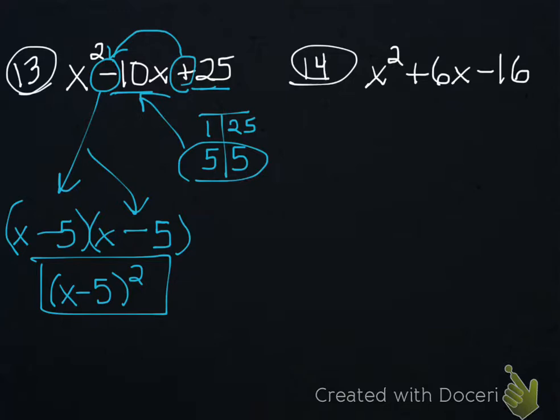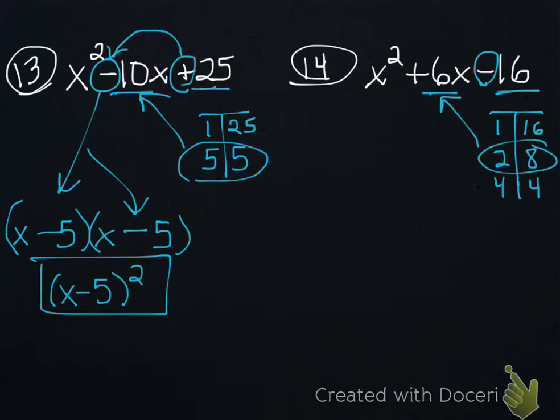Now let's look at 14. What is the constant? 16. What multiplies to give me 16? Well, 1 and 16, 2 and 8, 4 and 4. The 16 is negative, so I'm subtracting. So I subtract and see which pair gives me the middle term. 8 minus 2 gives me the 6.